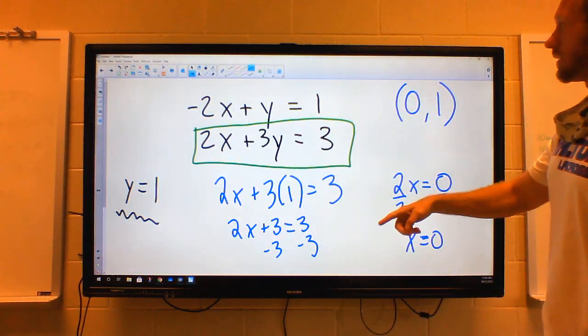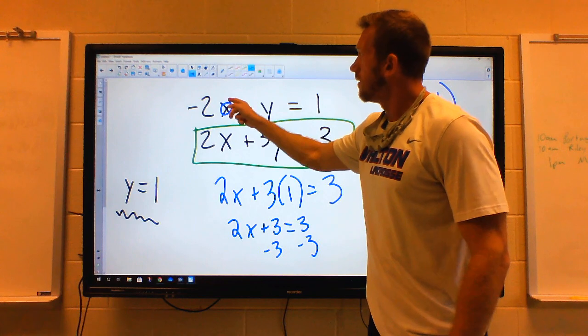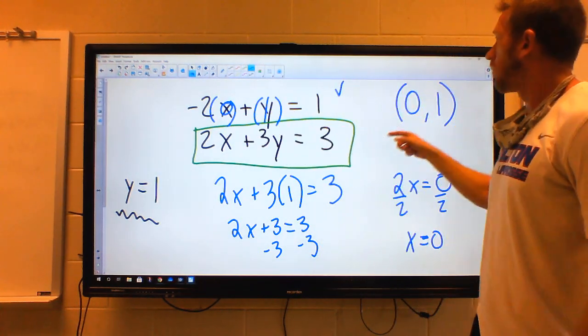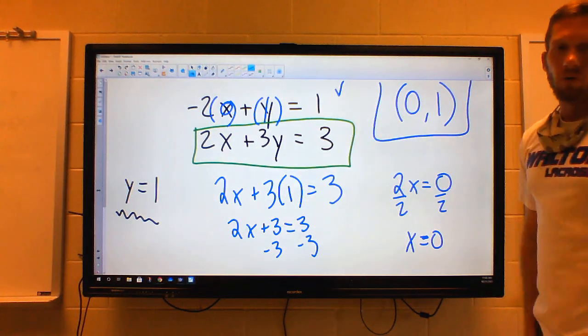Let's plug that into the other side. Let's double check it. Plug in 0, plug in 1. So 0 plus 1 does equal 1. Good. Very straightforward. Okay?